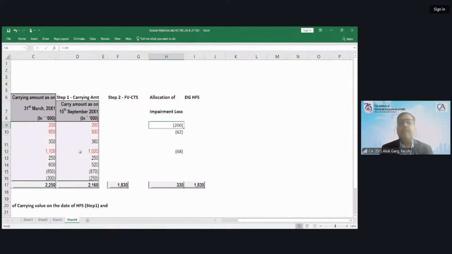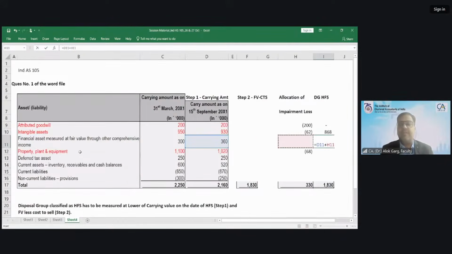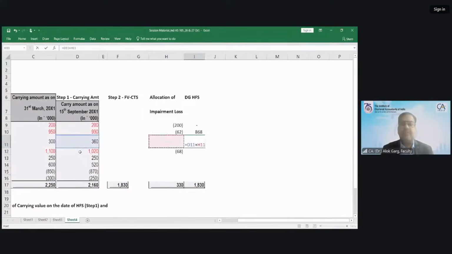So now the individual assets and liabilities of the disposal group held for sale. The value of goodwill becomes 0. The value of intangible asset is 868. The value of financial asset has no impairment allocation. The value of PP&E is 952. The value of deferred tax is 250. The value of current assets is 520. Let me check whether the total is coming to 1830. Ideally it should. Yes, that is coming to 1830.